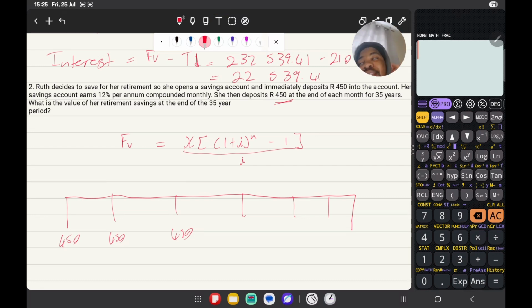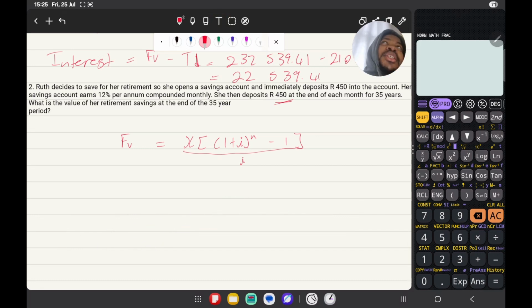So in terms of the months, this is what's going to happen. It's like you decide to deposit 450 at the end of every month, but at the beginning you deposited 450. So that means in terms of the money you would have, it's gonna be the 450 rand for the beginning, and the 450 for the end of January, and then the 450s for the end of each month, right?